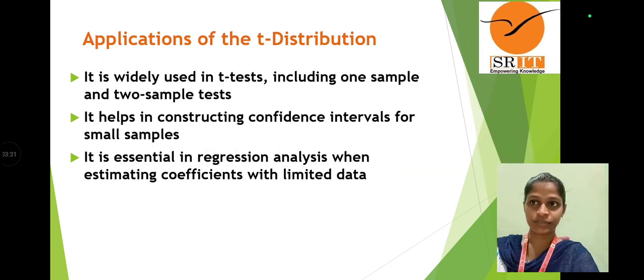Applications of the T distribution. It is widely used in t-tests, including one sample and two sample tests. It helps in constructing confidence intervals for small samples. It is essential in regression analysis when estimating coefficients with limited data.